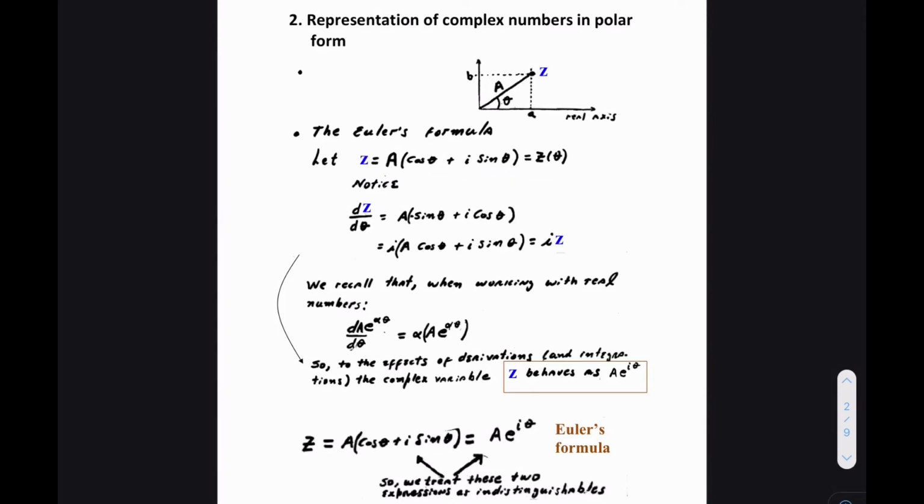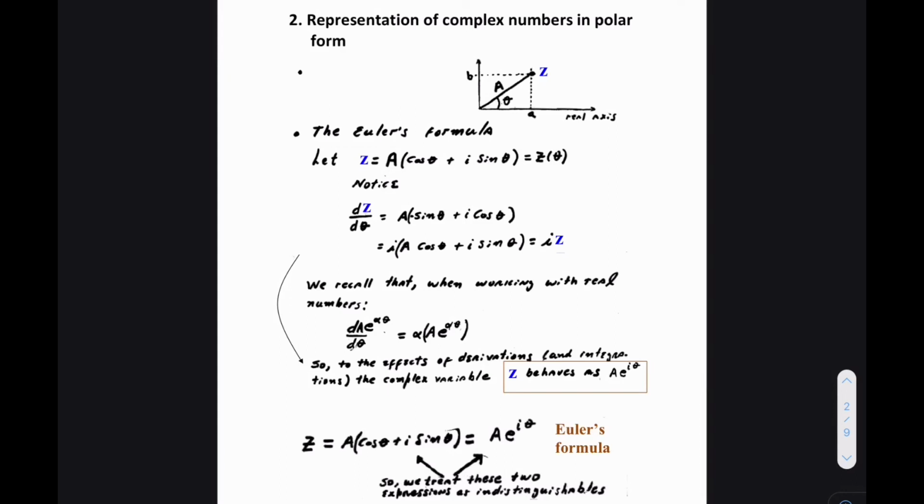Now, actually, we can rewrite this polar representation of the complex number by applying Euler's equation here. Euler's formula is that cos theta plus i sin theta can be written as e to the power i theta. So we can rewrite this complex number z as a times e to the power i theta, where a is the modulus of the complex number and theta is the argument.